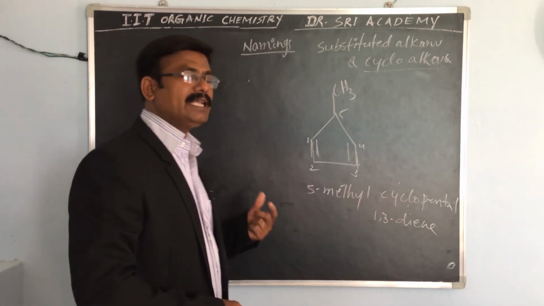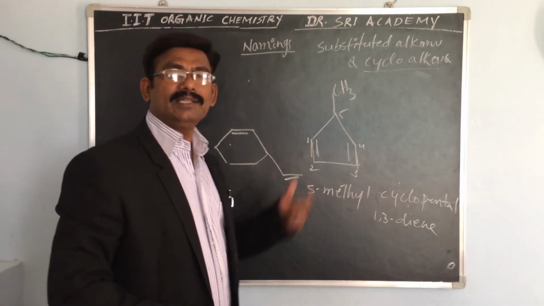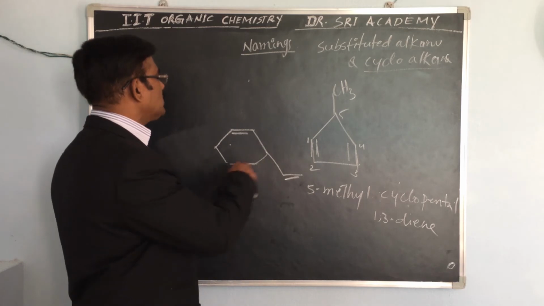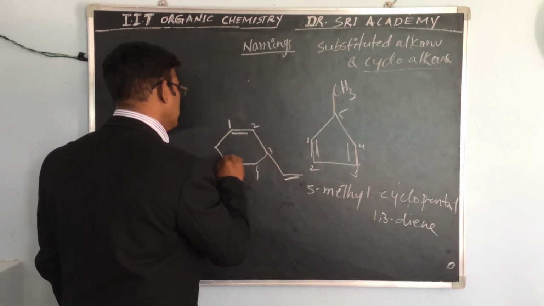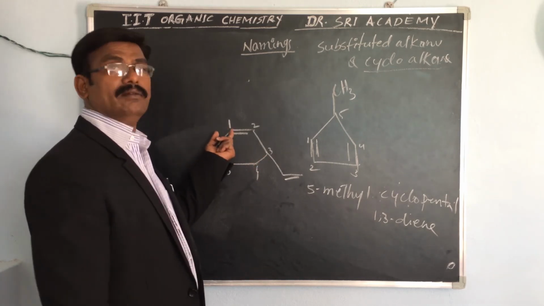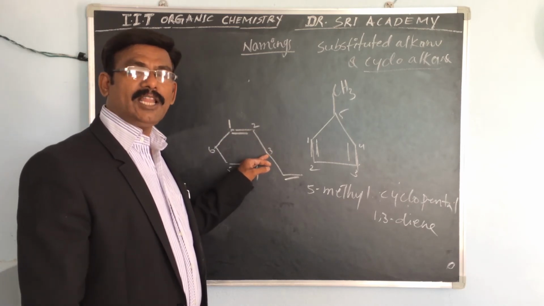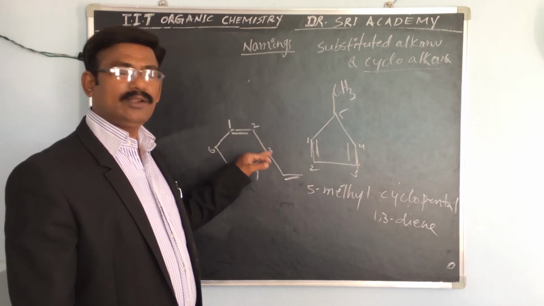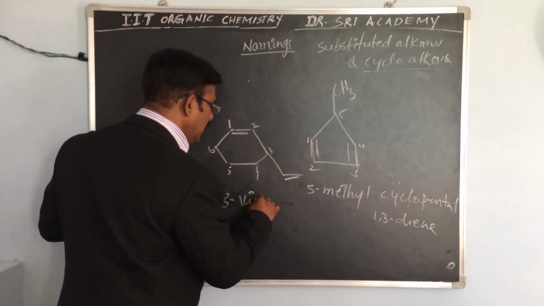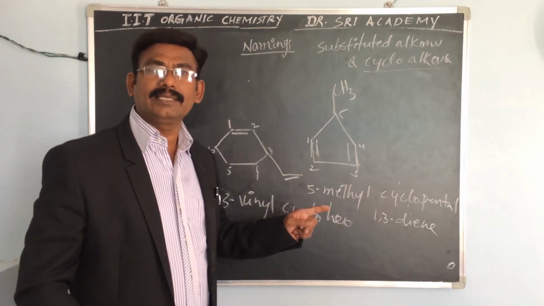If we take one more example, that is this one. What is this name? For example, this is the vinyl group. Which position? The starting numbering is 1, 2, 3, 4, 5, 6, or 1, 2, 3, 4, 5, 6. So this one is the 1, and the substituent is very near. So we can take the first 1, 2, 3. On the 3 position the vinyl group is there. So 3 vinyl cyclohexene.